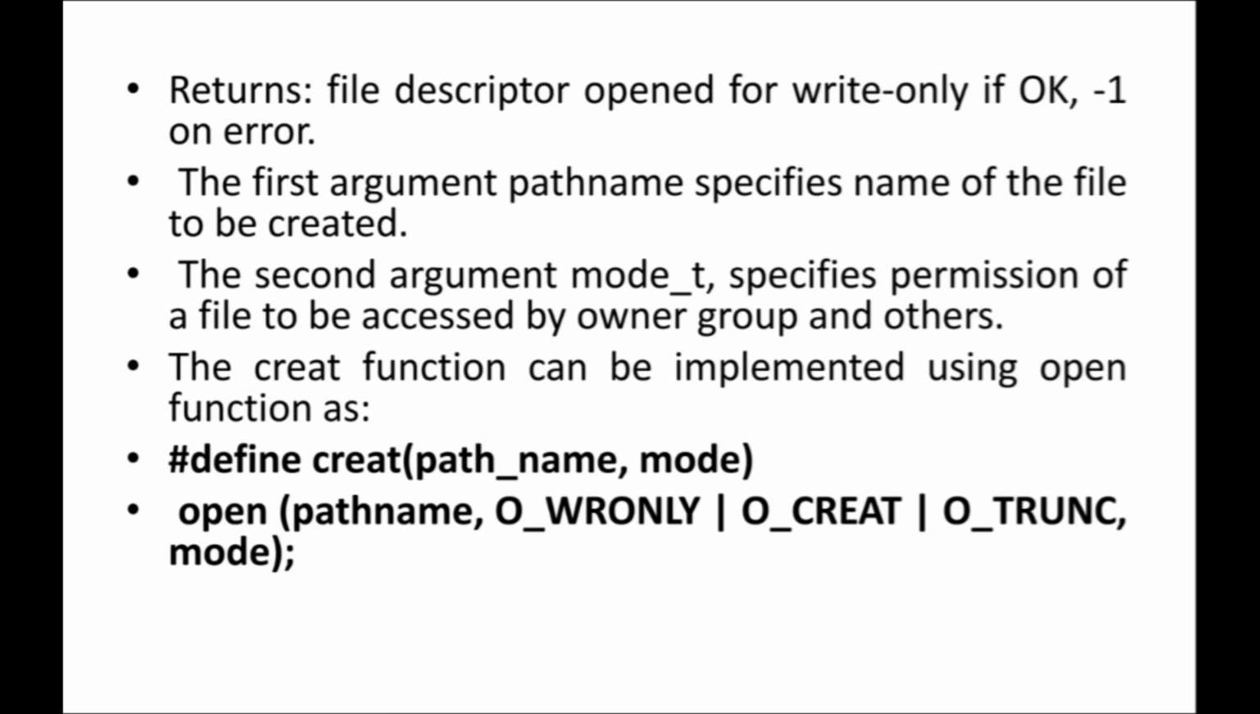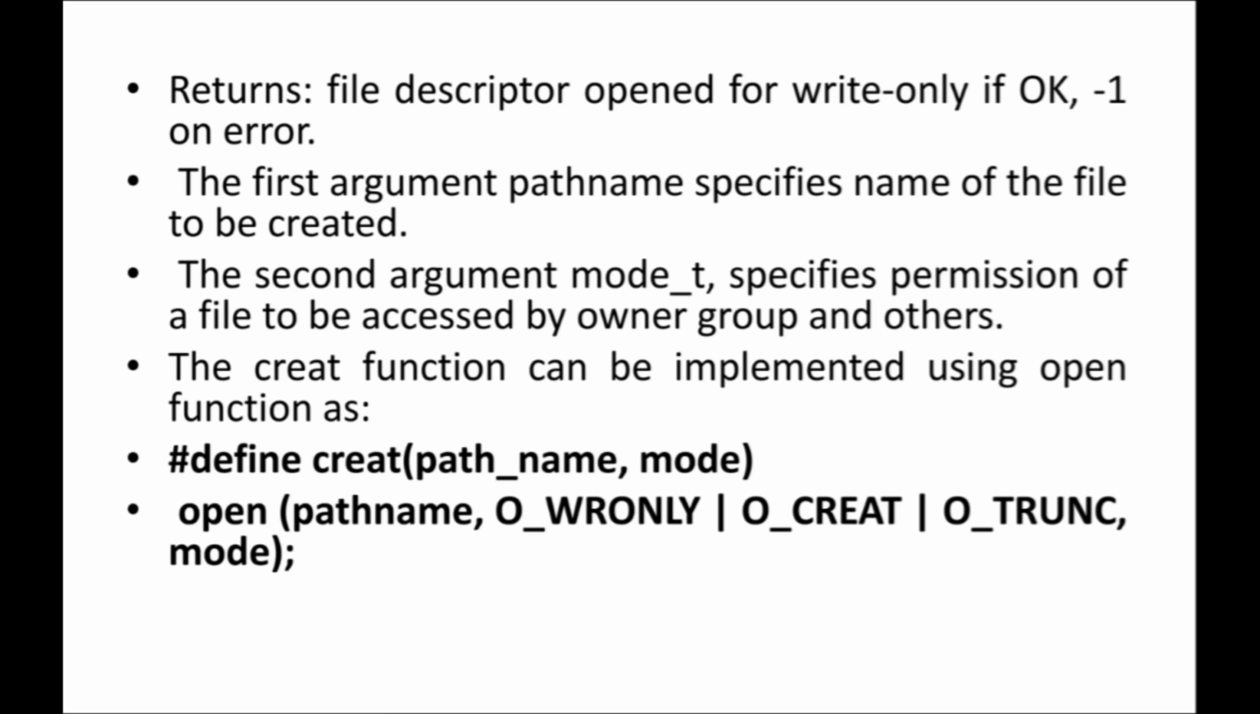So here I am implementing a create function using an open function. How is it? First, I'm defining the path name and the mode using the create API. You know that the 2 arguments for create are path name and the mode. So first what I'm doing is creating the file by defining the path name and the mode.